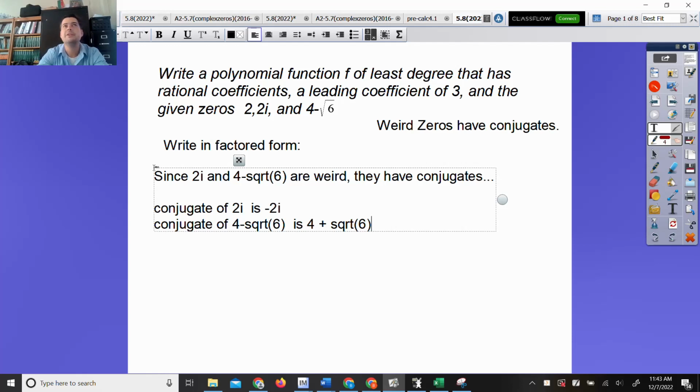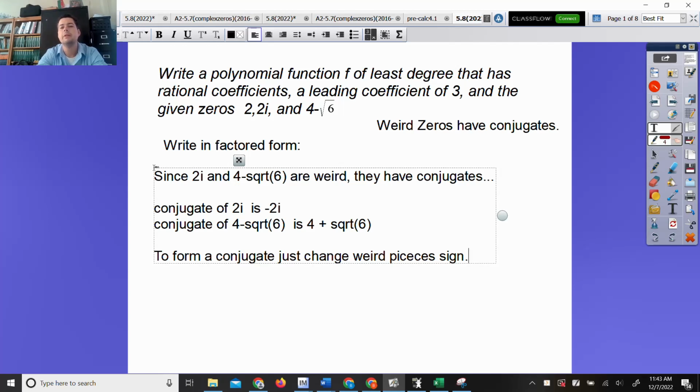So what a lot of kids do is they mess up signs. To form a conjugate, you just change the weird piece's sign. Just change the weird piece's sign. I don't know if that's a word. I don't feel like I spelled it right. Just change the weird thing's sign. Let's do that. There we go. Whatever's weird, change the sign.